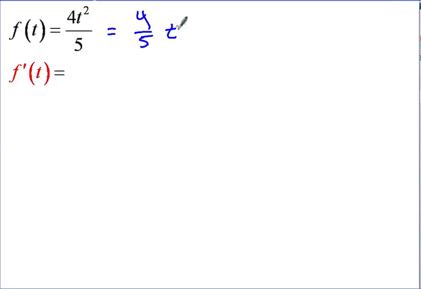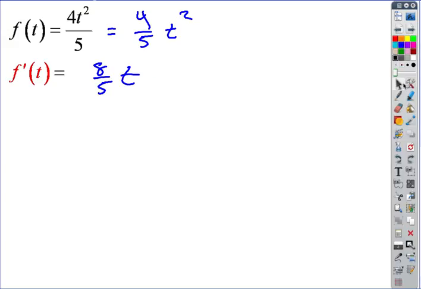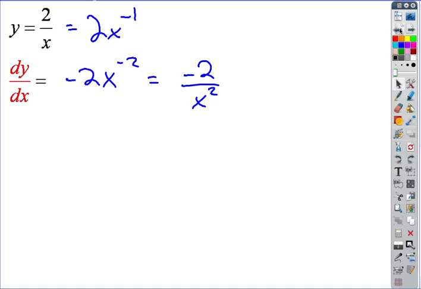4/5 times t squared, right? And then when I differentiate, I'm going to multiply that 2 times the coefficient, which is going to give me 8/5 t to the 1. Go back up to 0. Previous slide. You just multiply the power. Okay, I got it.